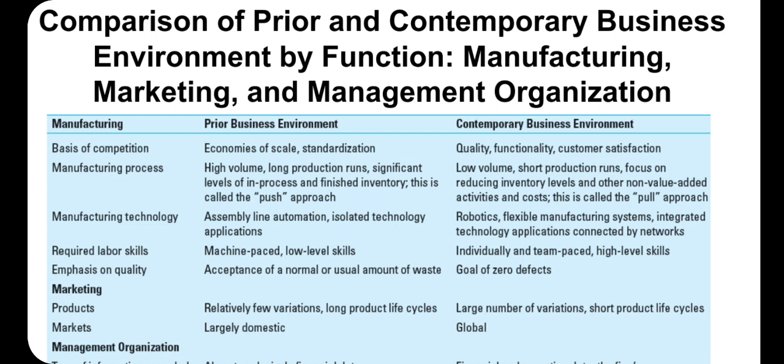An easier example is the smartphone market. Apple, for example, is dominating the smartphone market. The iPhone is not the cheapest product, but still it can dominate the market. Why? Because the Apple iPhone is good or better in terms of quality, functionality, and customer satisfaction. So even though the iPhone is expensive, it can still dominate the market.